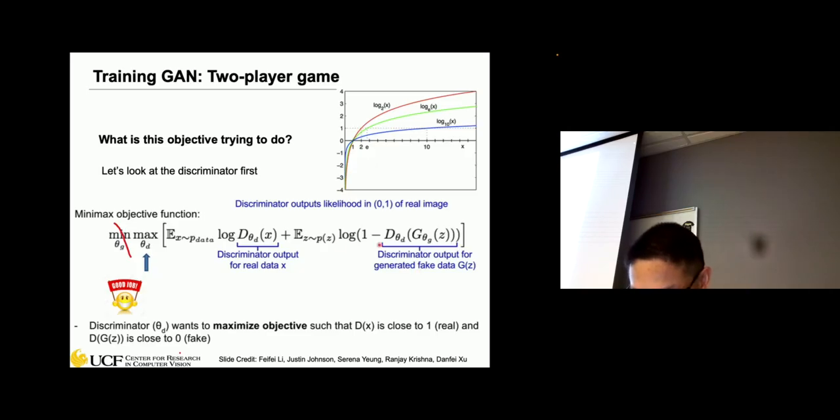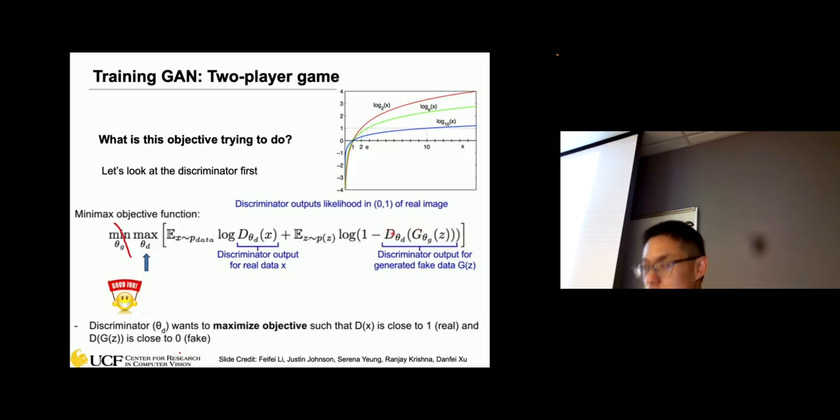Okay, so let's look at the other term, the second term. In this case, we are sampling from the random noise, so we have p(z), z indicating the random noise. And we have D(G_theta(z)). So basically, this is the output produced or generated by this generator, and we feed that into the discriminator.